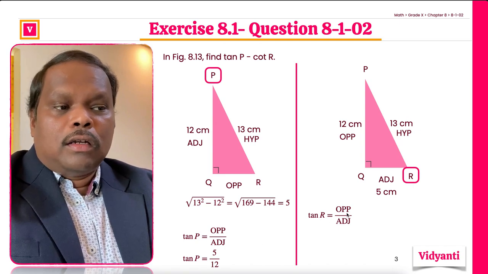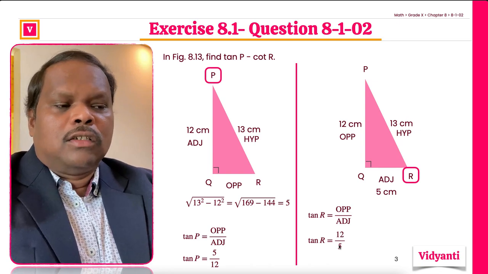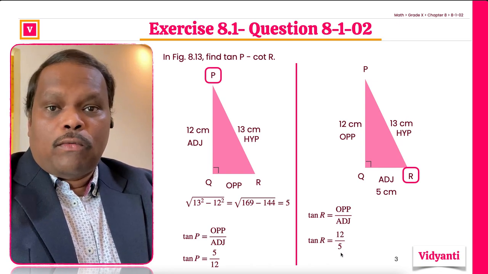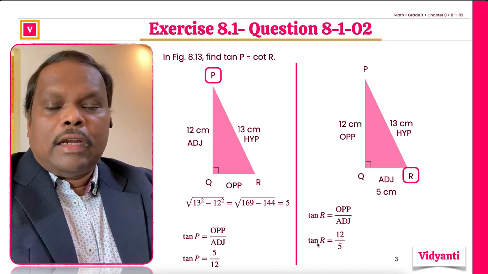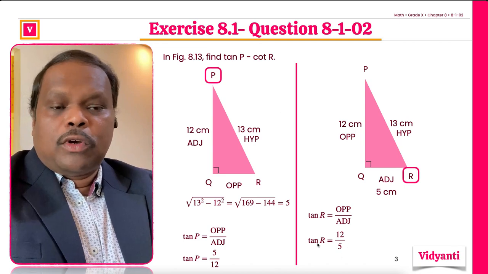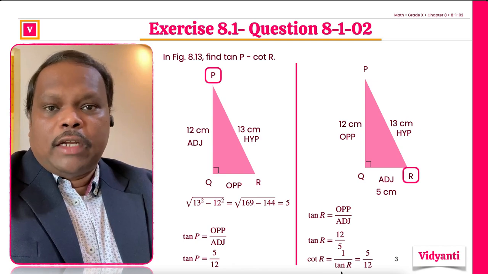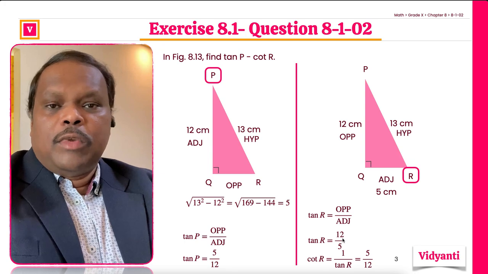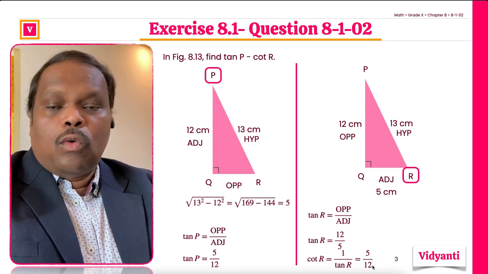Now we know the tangent definition we have already seen. Tangent of R is opposite over adjacent. So first I will evaluate tangent. That will come out to be 12 over 5. Now actually we want cotangent, cot. Cot and tan are simply reciprocal ratios. So cot R is 1 divided by tan R, and that will be simply flipping the numerator with the denominator. It will come out to be 5 over 12.